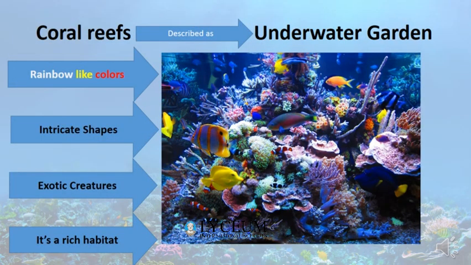Coral reefs. Coral reefs are described as an underwater garden and are also called the rainforest of the ocean. There you can see rainbow-like colors, intricate shapes, exotic creatures, and it's a rich habitat. That's why we call it the rainforest of the ocean.